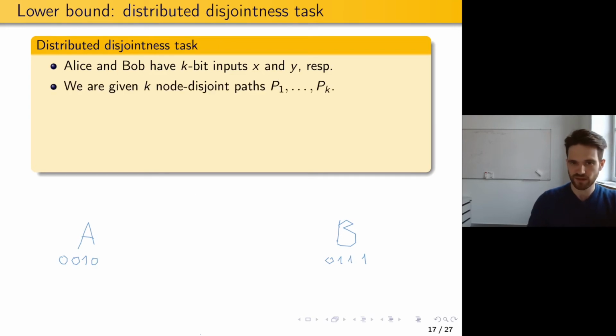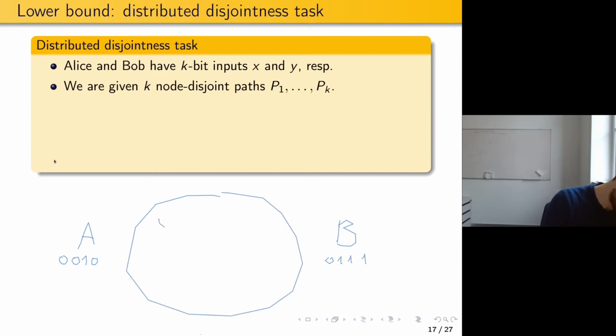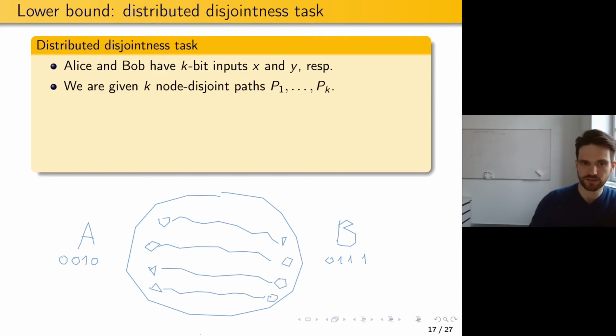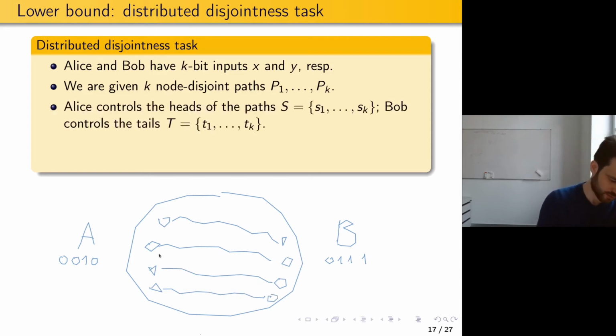Now, this game is actually played on a graph. So we are given k node disjoint paths, p1 to pk, so paths in the graph. So let's say path number 1 looks something like this. We have path number 2, path number 3, and path number 4. They are node disjoint. And Alice controls the heads of these paths. So Alice controls, let's say, these nodes. These are the heads. Whereas Bob controls the tails of these paths.